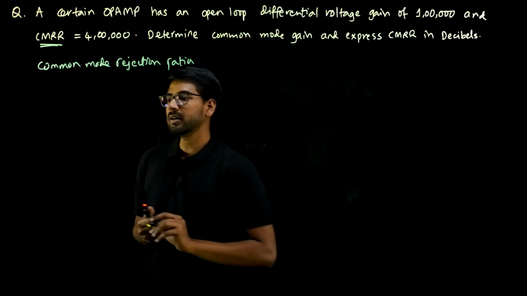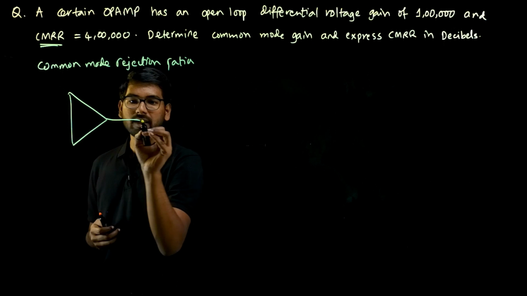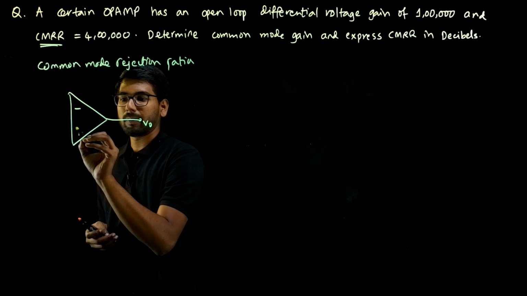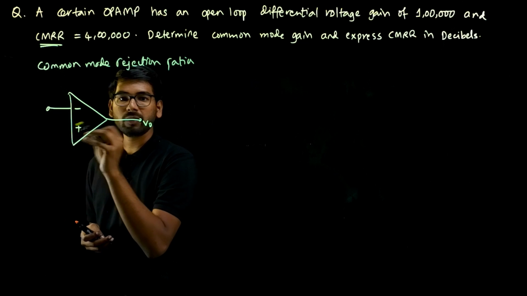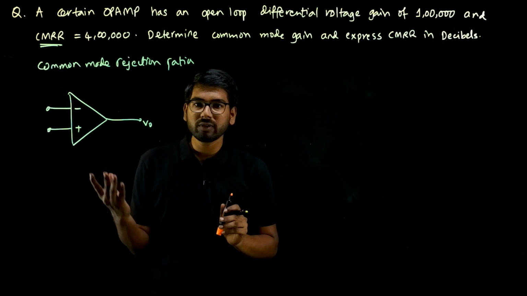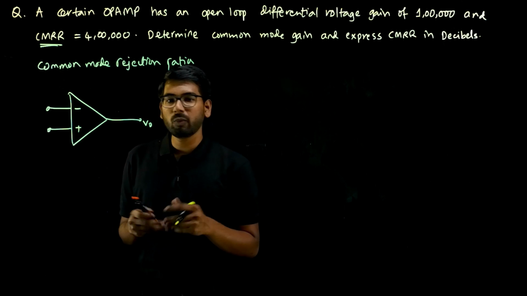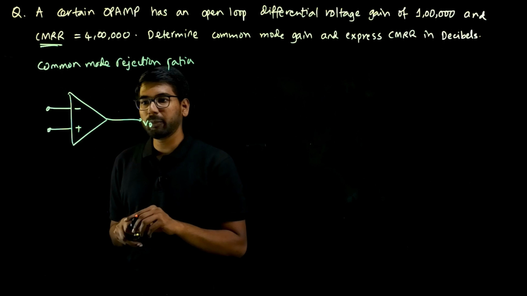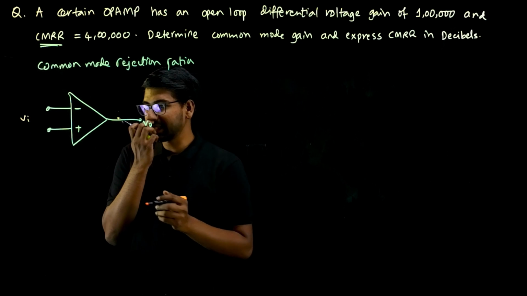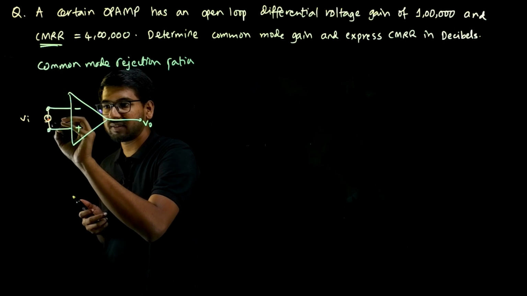You know an OPAMP is a device like this. It has one output terminal and two input terminals, minus and plus. Minus is the inverting terminal and plus is the non-inverting terminal. We can use this OPAMP in at least two ways. In one way, we can connect the input voltage Vi, an AC voltage like this, between these two terminals, plus and minus.